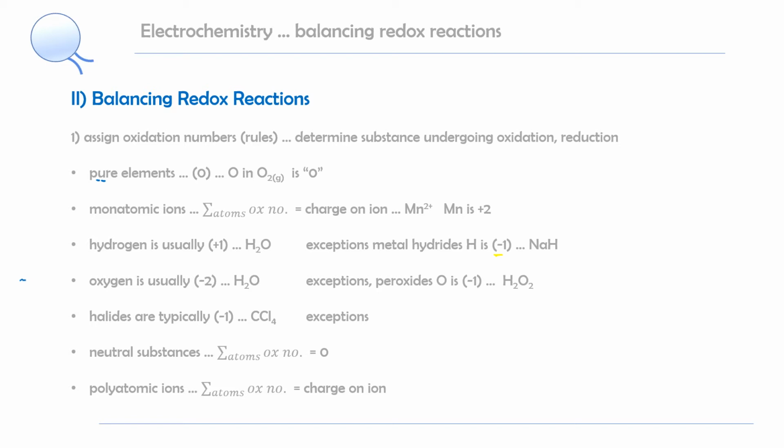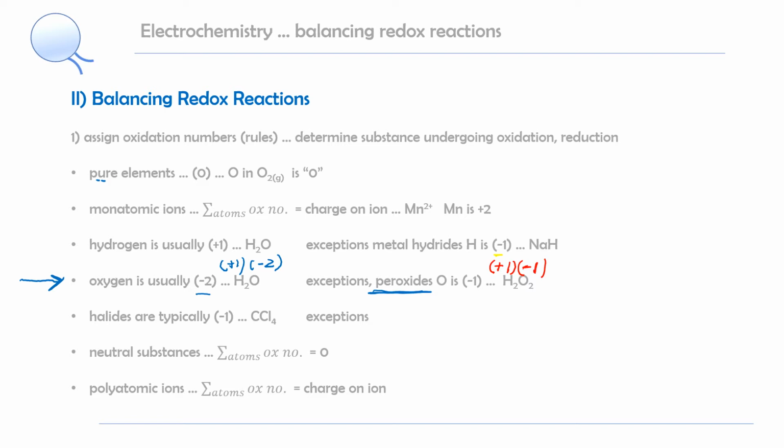Okay, oxygen. Oxygen is usually -2. If you look at oxygen in the water molecule, the oxidation number of oxygen is -2. Okay, the oxidation number of hydrogen is +1. For oxygen, the only exceptions to the -2 is if oxygen is in a compound known as a peroxide, and in those cases, oxygen is -1. So in hydrogen peroxide over here, the hydrogen oxidation number is +1, and the oxygen oxidation number is -1.